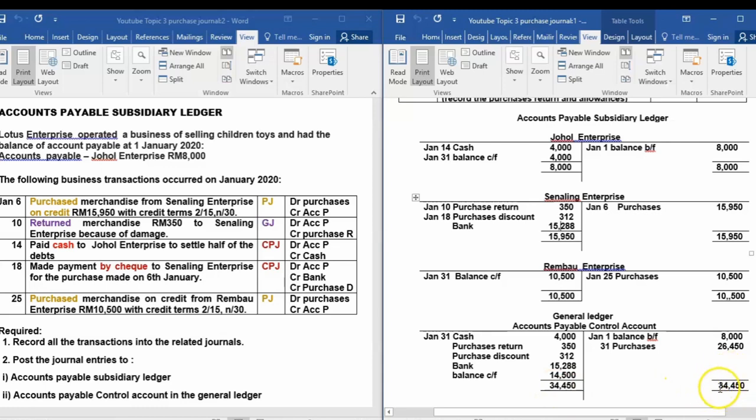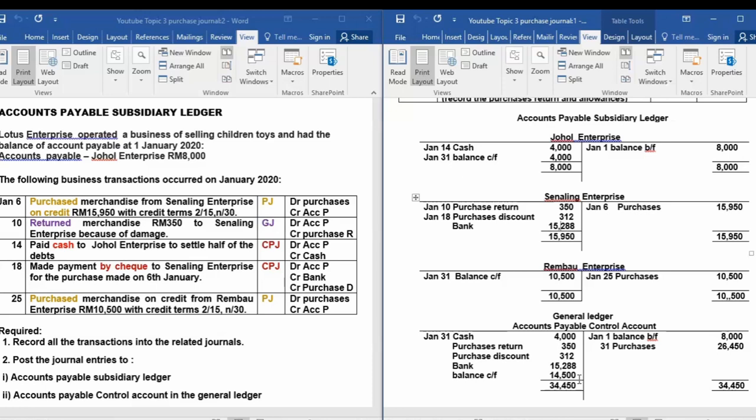We look at the credit side, the amount for the credit side is bigger than the debit side, 34,450. The difference here is 14,500. Where do you get this amount? We get the amount from Johor Enterprise 4,000 plus Rembau Enterprise 10,500. Then you will get 14,500.